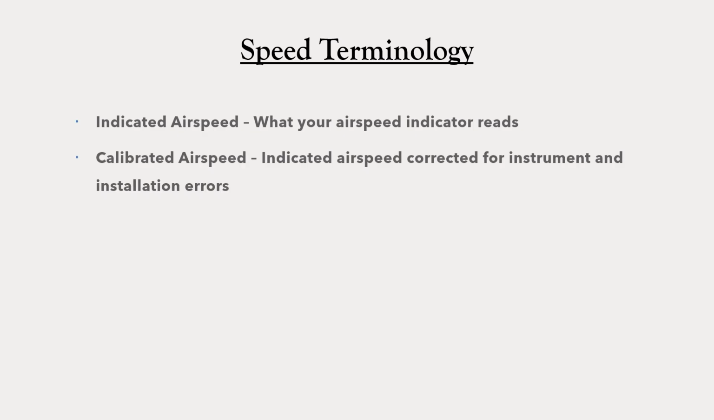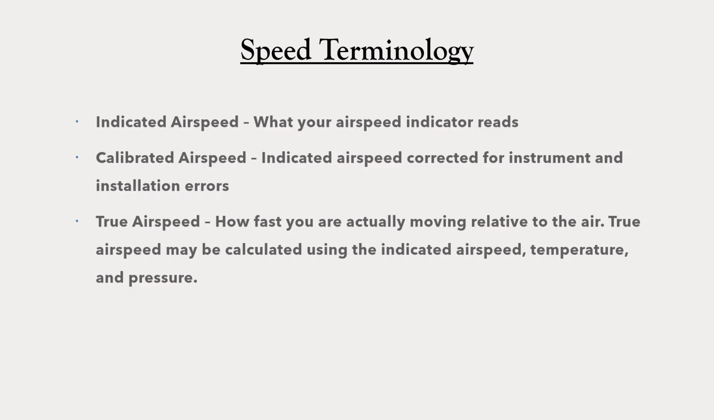We use different terminology for different measures of an airplane's speed. The indicated airspeed is exactly what your airspeed indicator reads. The calibrated airspeed is the indicated airspeed that's corrected for instrument and installation errors. Calibrated airspeed and indicated airspeed are usually very close together because our airspeed indicators are quite accurate. True airspeed is how fast you're actually moving relative to the air. You can calculate your true airspeed from your indicated airspeed by considering the temperature and the pressure.